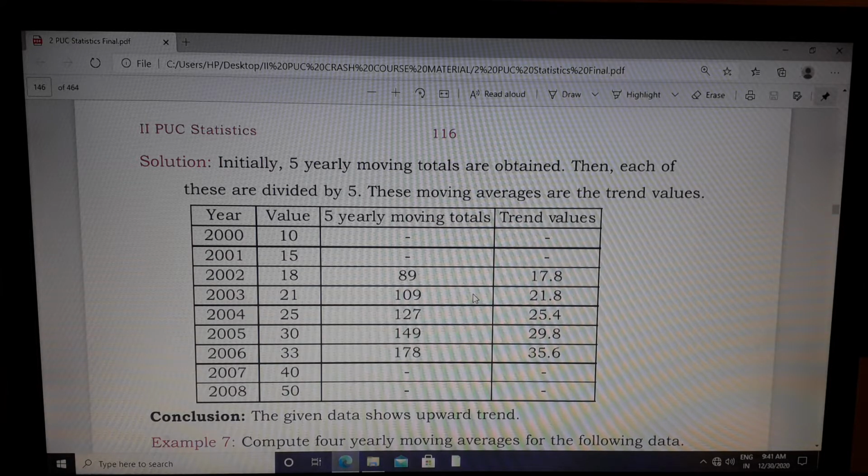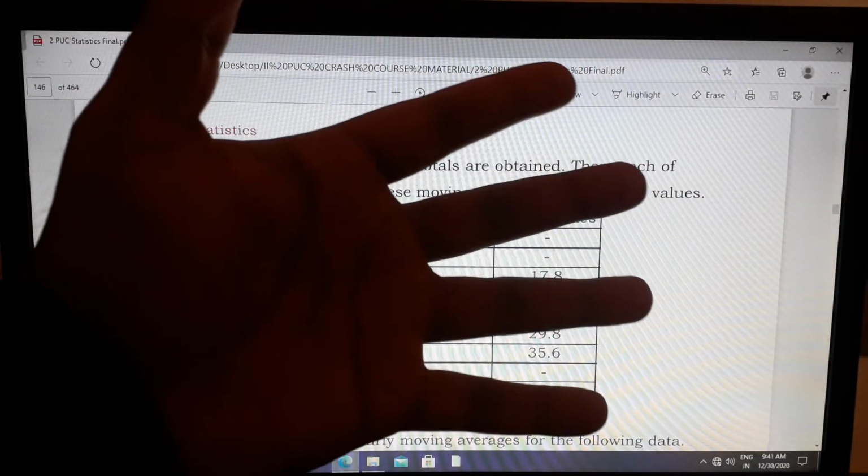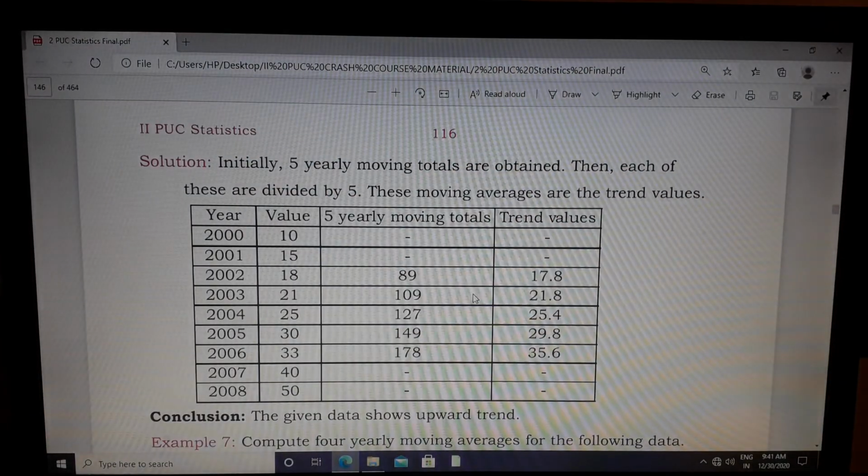Add these 5 observations, and the center value will be the middlemost term. Clear? So 10, 15, 18, 21, 25, adding these gives 89 as the total, and that 89 should be written at the middlemost period of the span, that is 2003. So there the total has to be written, and then divided by 5. The trend value is 17.8.